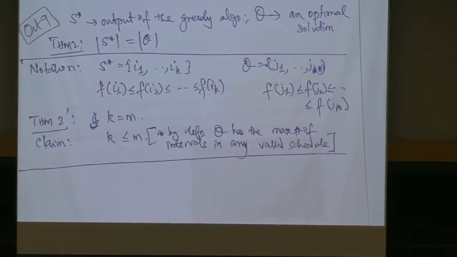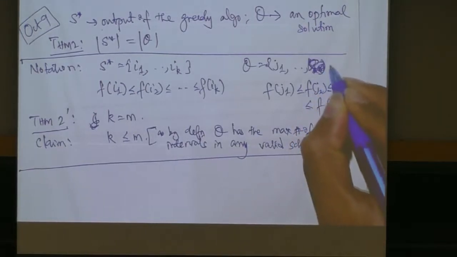M is the number of elements in O. So the sets in O are J1 up to Jm. Any other questions? Yeah, so this quantity is supposed to be J of M.